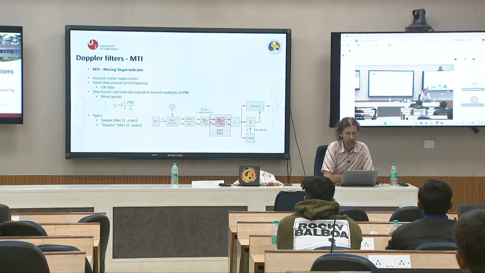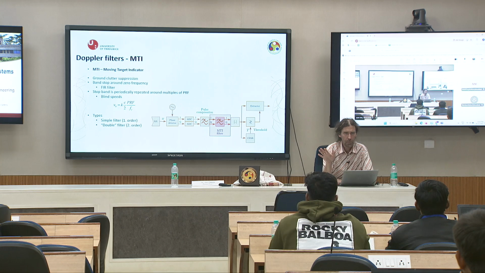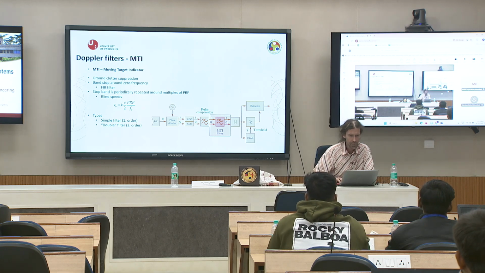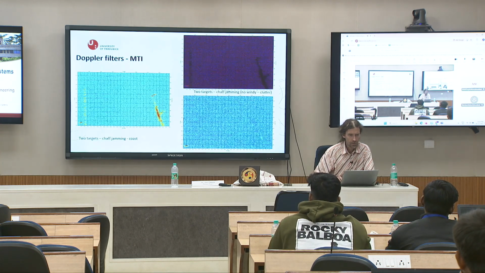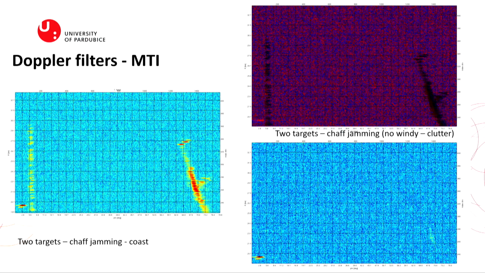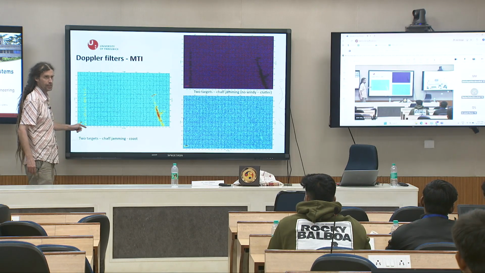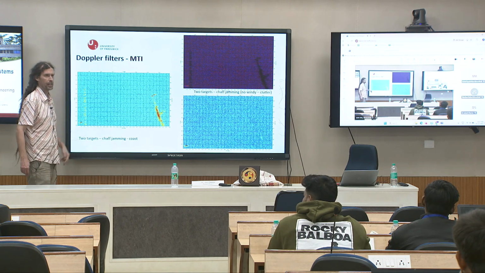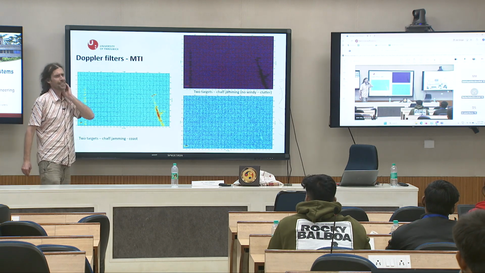Then MTI filtration. MTI filtration, I already told you, is the removal of clutter. So ground clutter suppression is done by MTI. Then there is an example of MTI filters. There are two targets, if you can recognize them, and this is jamming. So it is some chaff jamming. I don't know if you know what chaff jamming is.